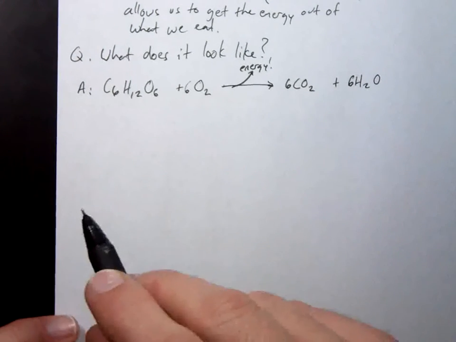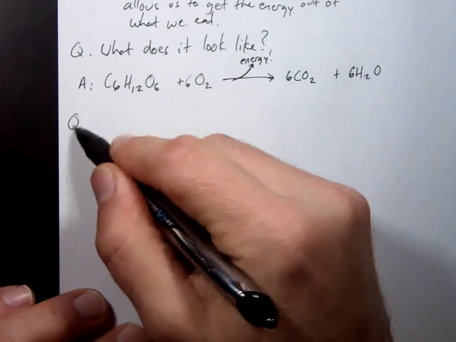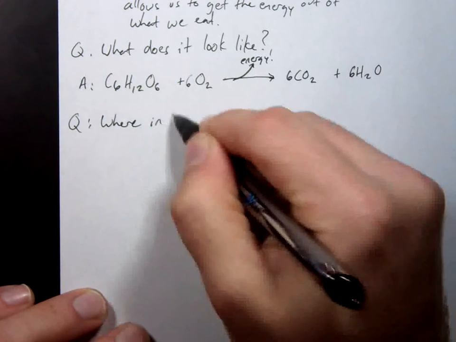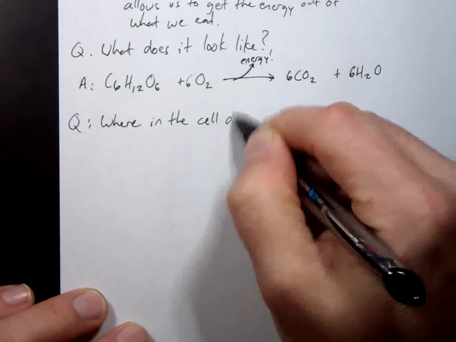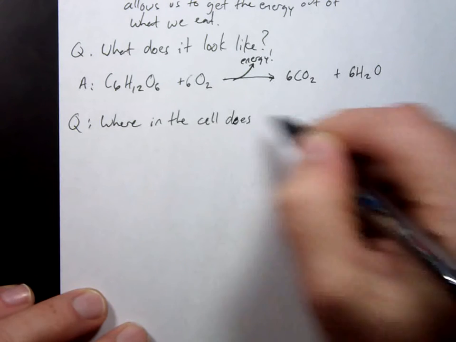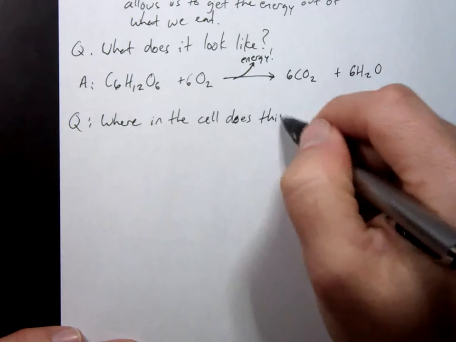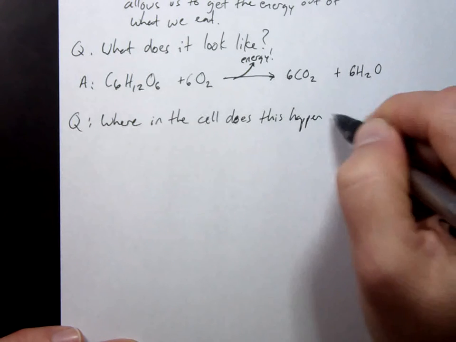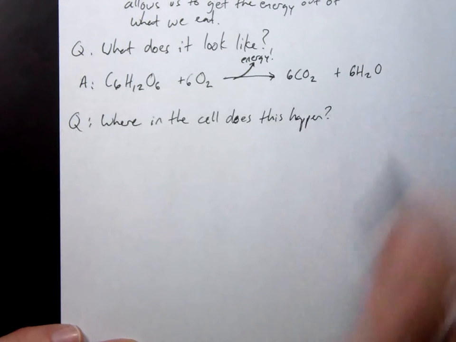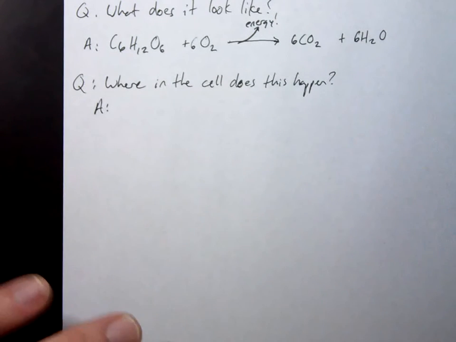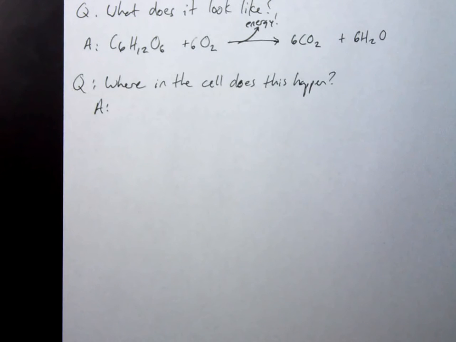Okay, so this is going to sound rough. Where in the cell does this happen? It sounds bad when I say it that fast. Where in the cell does this happen? Oh, there we go. You thought it was a bad word, but it was really just cell. That's right. So what part of the cell would you find this occurring? Anyone?